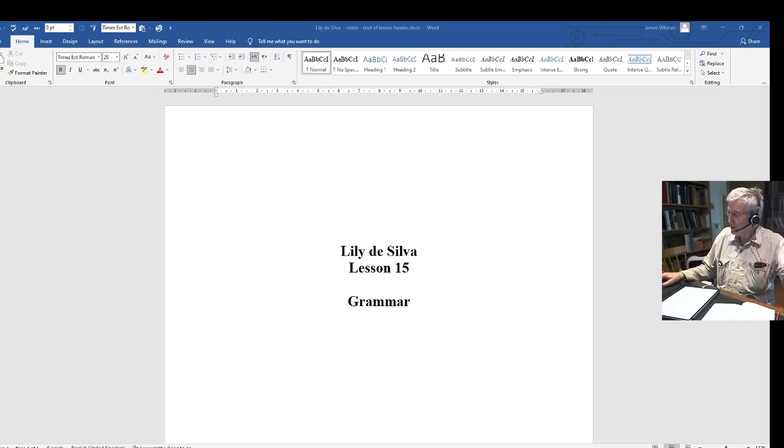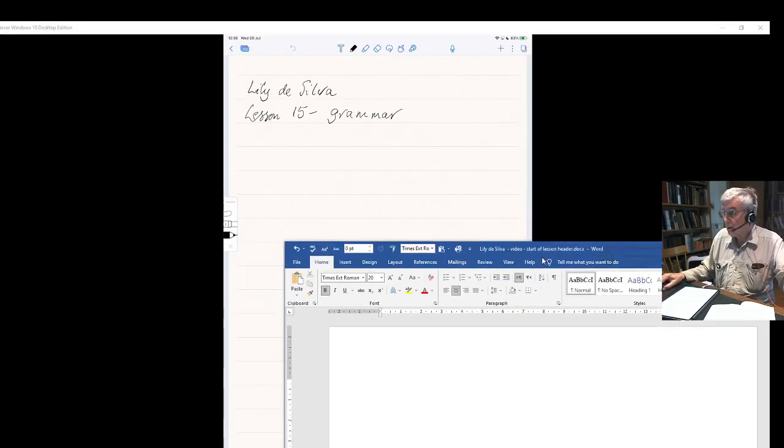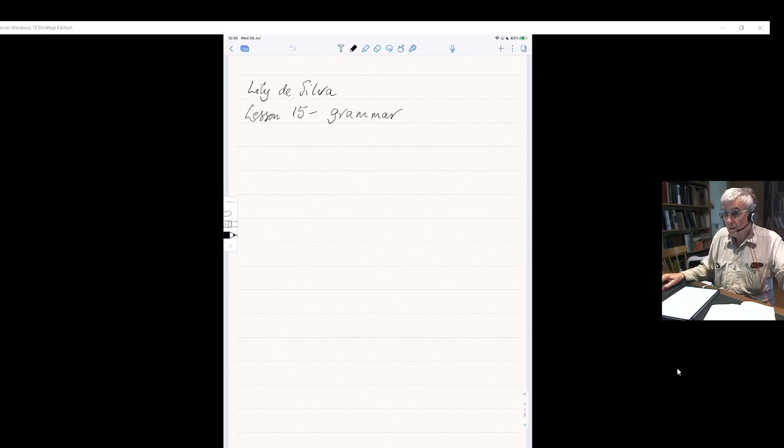So let us look now at Lily de Silva, lesson 15, that's page 59 in the printed book. I will get my iPad screen up for you. I've just described what it expresses. Lily de Silva says the optative expresses mainly probability, advice, ideas, such as those conveyed by English expressions if, might, or would.